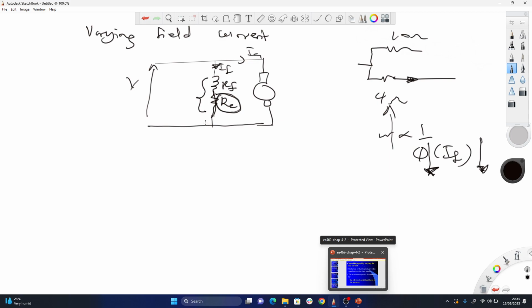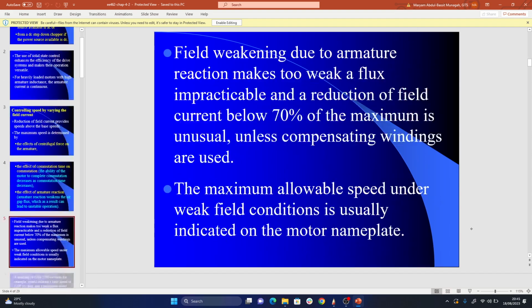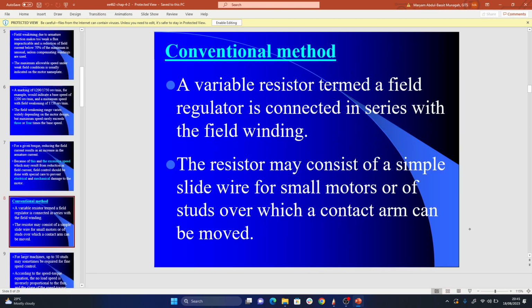How much can the speed increase to? The speed cannot increase infinitely. The speed can only increase up to a limit. The factors that control that limit are centrifugal force, armature reaction, and so on. That is, the properties of the motor will limit the maximum speed you can increase it to.